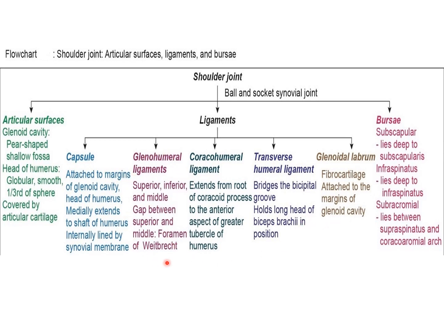And in the glenohumeral ligaments, the gap between the superior glenohumeral ligament and the middle glenohumeral ligament has communication with the subscapular bursa to the synovial cavity, and that foramen is called the foramen of Weitbrecht. So this is a brief summary of what we have learned till now.